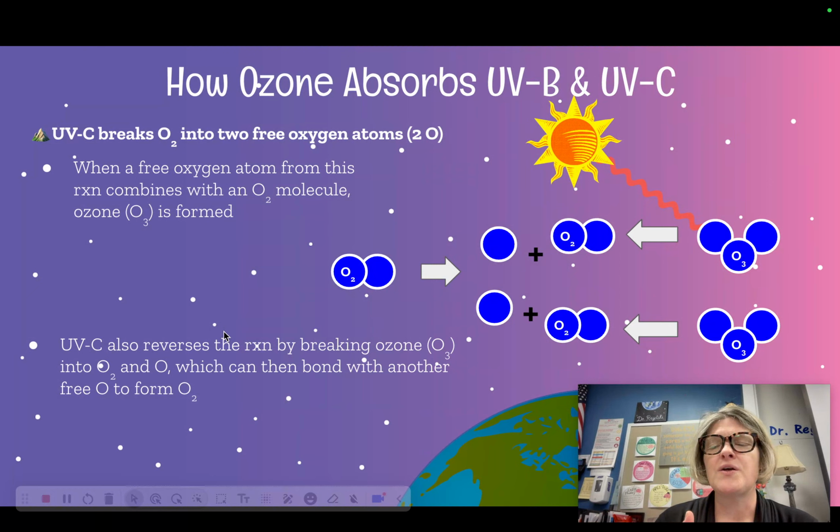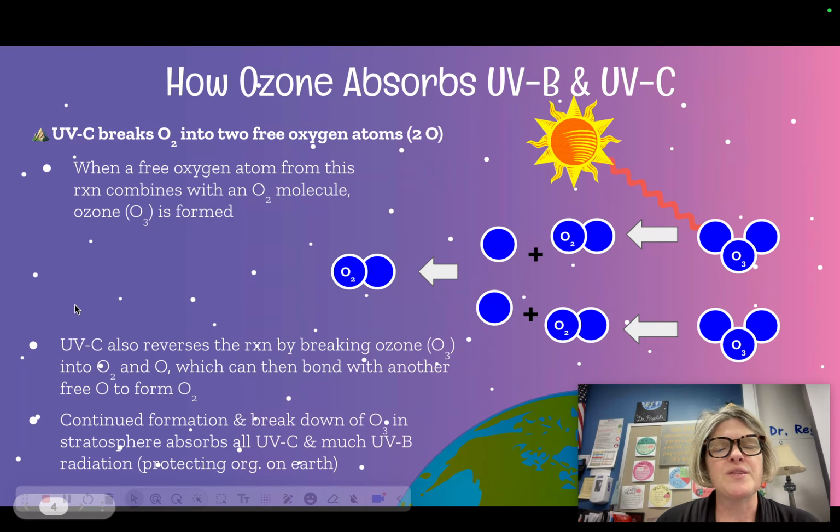And instead of O3, now it breaks off because of the energy burst. It breaks off one of the oxygens, and then that oxygen's now free floating and it can combine and form another O3 molecule, or it can join with another oxygen and form an O2. Okay, so this continued formation and breakdown of O3 in the stratosphere absorbs basically all of the UVC that's hitting the planet. So that's incredible that that happens, and it helps preserve life on the planet.